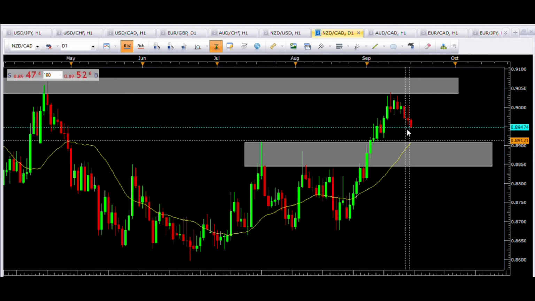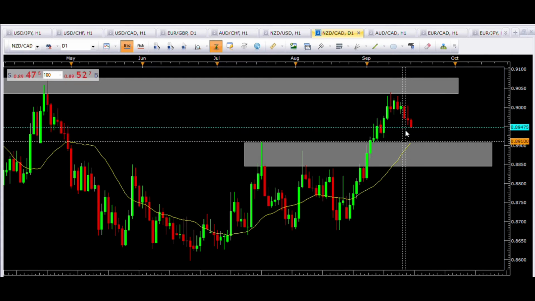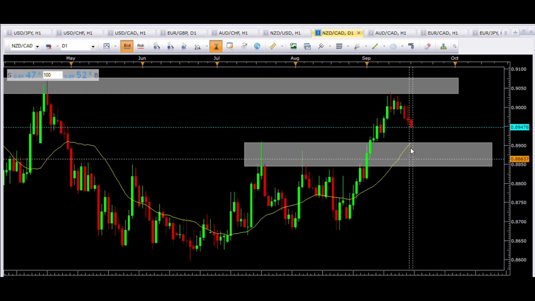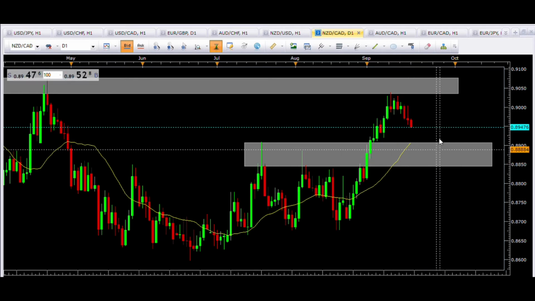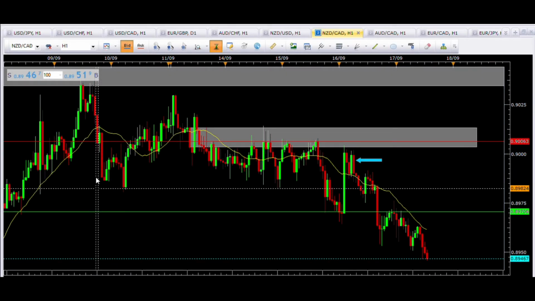You will notice it is against trend, but I believe this trade has enough room to move into before it hits this area here, this support zone. So let's look at the lower time frame and see how I executed the trade. All right guys, so let's look at the H1, the hourly chart, to see where I executed the trade. As I said, the day candle is giving my direction.